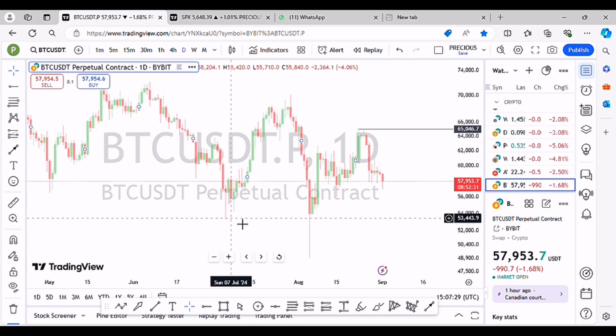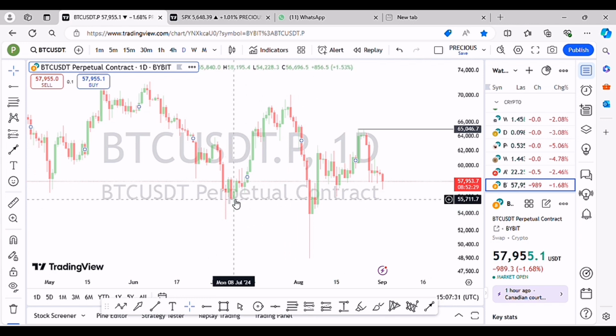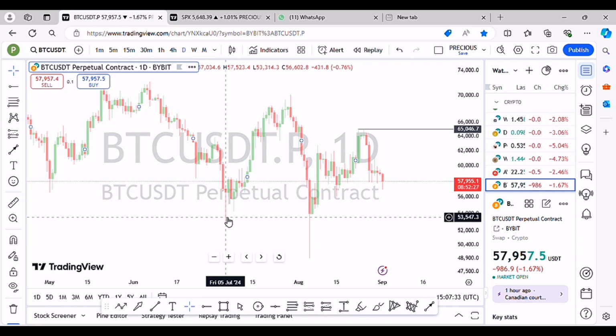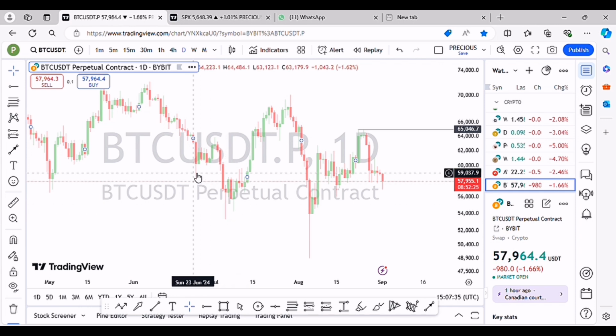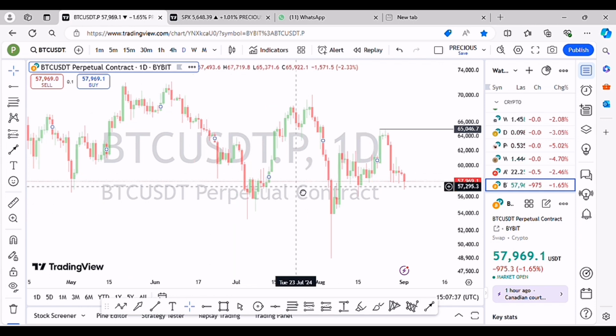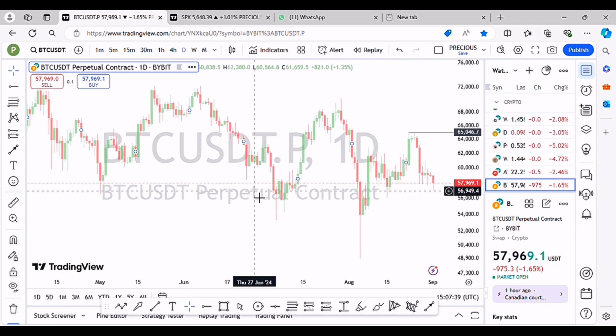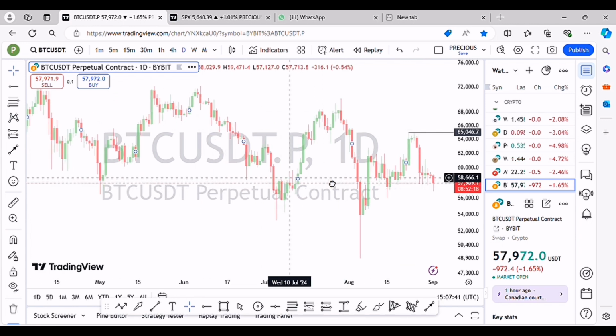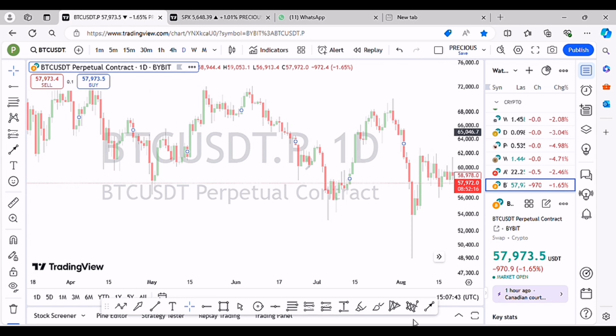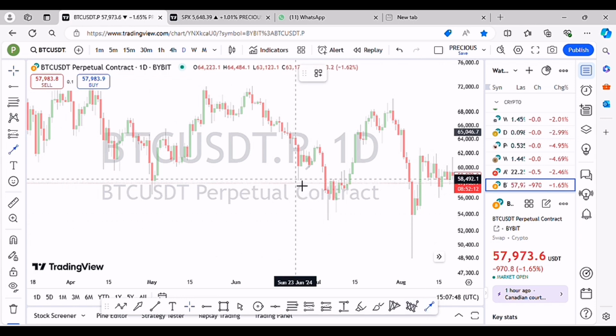So I'm seeing I have two breaks of structure here. There are many breaks of structure, but I'm going to be working with two. We have internal and external. So let me mark it out. I will pick up my arrow tool and mark it out so it can be clearer.